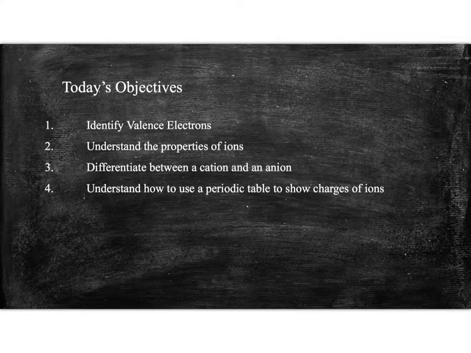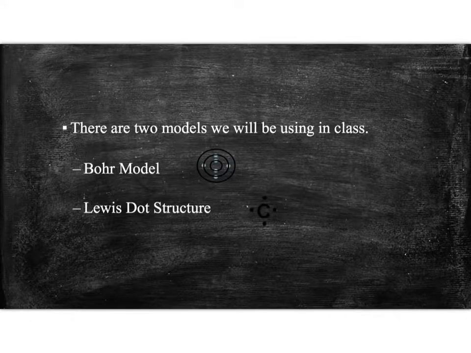So today's objective is to identify what valence electrons are, understand what ions are, and figure out the difference between a cation and an anion. And lastly, understand how to use the periodic table to show the different charges of different ions.